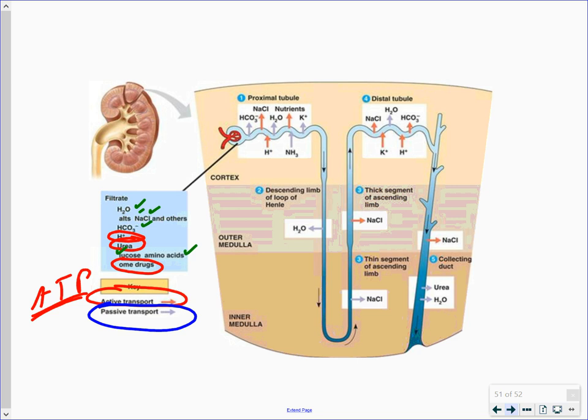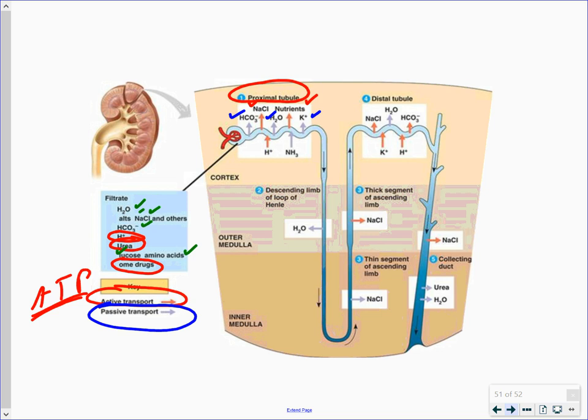So this picture does show us that already right away, just after Bowman's capsule, in the next portion, the proximal tubule, we already do have some reabsorption that is taking place. Some of it is active. So actively reabsorbing sodium and chloride, actively reabsorbing nutrients like the glucose, the fructose, galactose, monosaccharides, and all of the amino acids. We also have the passive reabsorption of bicarbonate, water, and potassium ions.